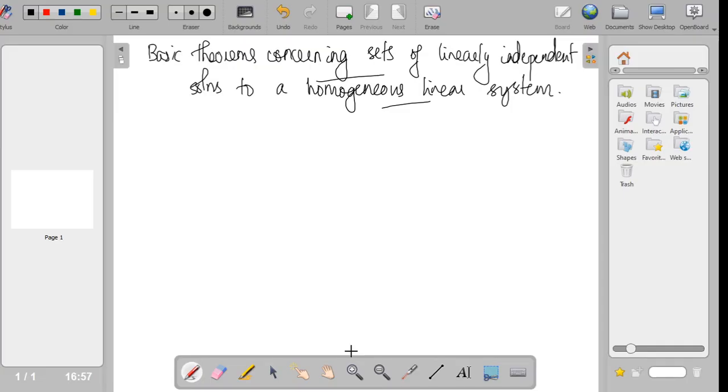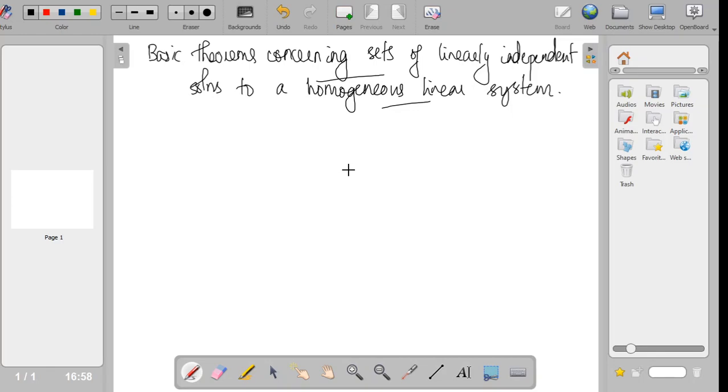Hello all. So in today's class we will see a few basic theorems concerning linearly independent solutions. Then we will look at a basic theorem on what is a general solution of a homogeneous linear system, and then we will look into what is the general solution of a non-homogeneous linear system.